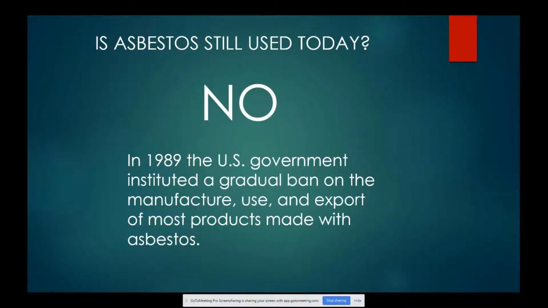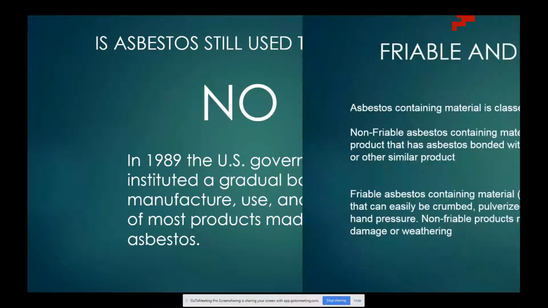Asbestos, is it still used today? Indeed it is not. Like it says there, in 1989, the U.S. Government instituted a gradual ban on the manufacture of asbestos, but really it began in the early 70s, right about 1973. It was 1989 that the EPA issued the final rule, and that was under Section 6 of the Toxic Substances Control Act. But even though it's been many years, we're still seeing it all the time. So if we can go to the next slide, please, we'll talk about friable and non-friable.